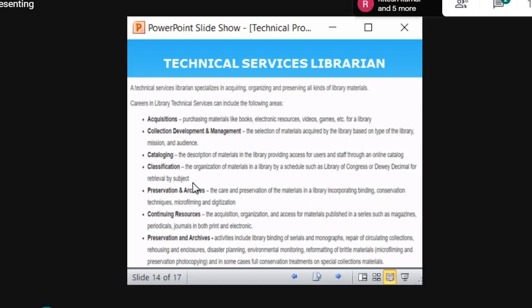These are the skills you need. You need to have knowledge about acquisition, collection development principles, cataloging, classification, and the techniques for preservation, both print as well as electronic resources, role of archives, and continuing resources. Continuing resources means those which keep coming after a certain period of time, like magazines and periodicals, because every month it will come, right? So if you have good skills in this, you can apply. This is the role of the technical service librarian.